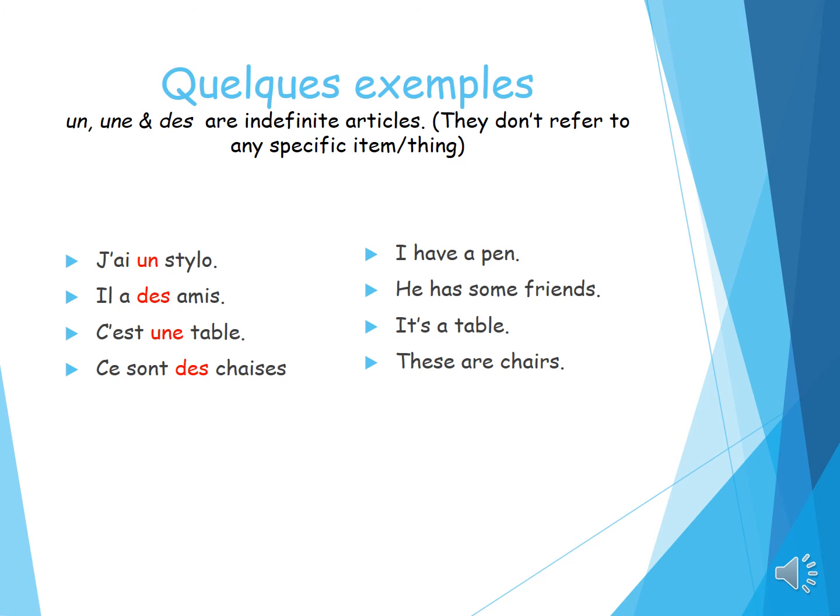So in these sentences, we are not referring to any particular item, there is no specific indication to something. We are saying in general that I have a pen, he has friends, that's a table, these are chairs. So when you are not referring to something particular, we are using indefinite articles.